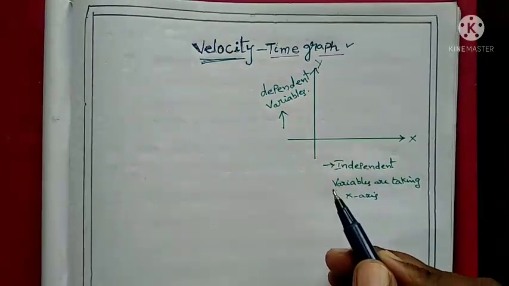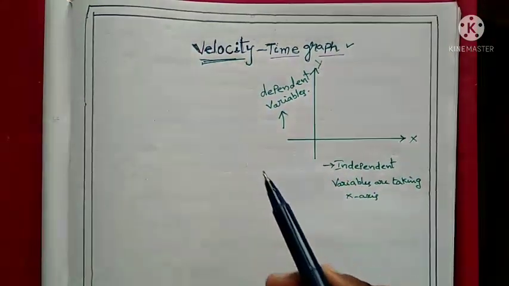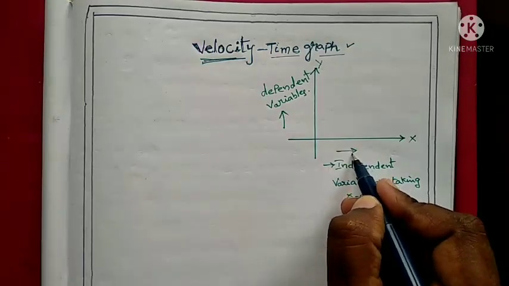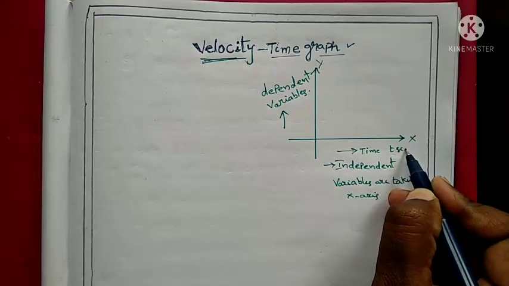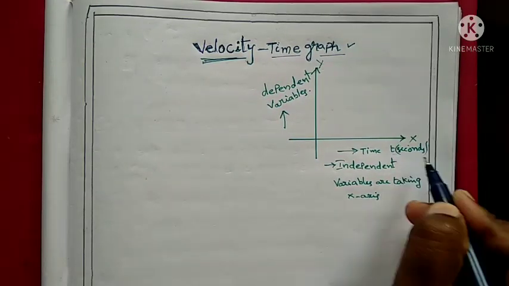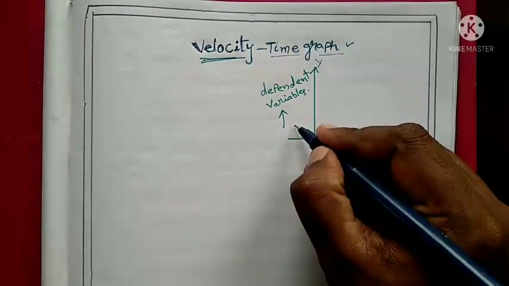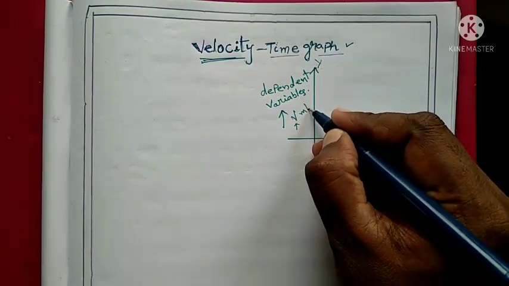Now, in the velocity versus time graph, the time is taken along the x-axis, in t seconds. Units must be mentioned. And velocity is taken along the y-axis, with the unit meter per second.